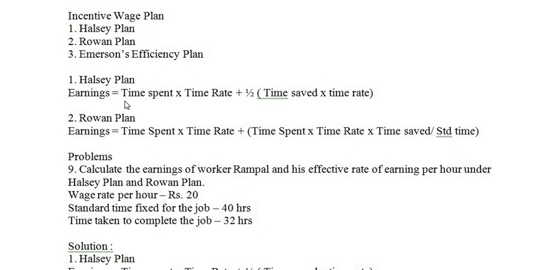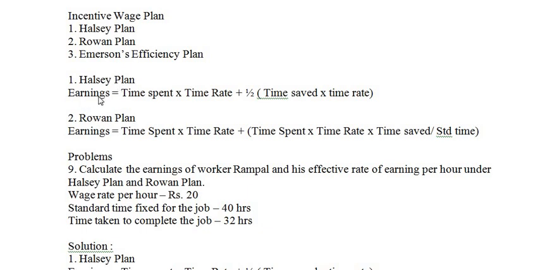It is based on savings in standard time. If the worker completes the job in less than the standard time, then he will get the wages for the time worked plus a bonus equal to 50% of the time saved. Actual time as well as standard time will be compared, and if his actual time is less than the standard time, then bonus will be given to him. That is Halsey plan.